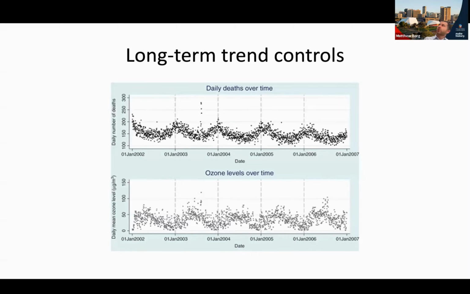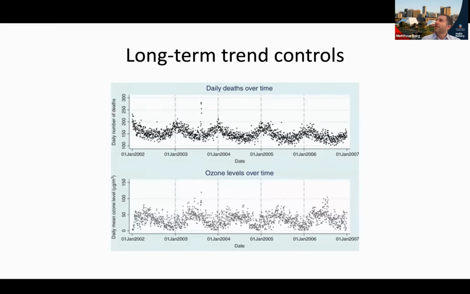So looking at long-term trend controls. Here's an example where the first image shows daily deaths over time. You can see there's a clear seasonal effect that tends to be higher around January, tends to drop around winter, and then rise again in January, and that's consistent across the years. You also see a general change over time, in which the number of daily deaths across each year tends to gradually lower over time.